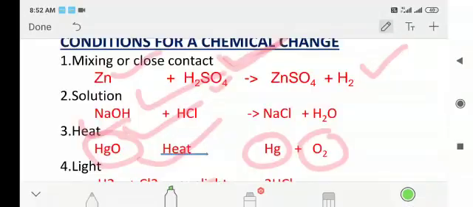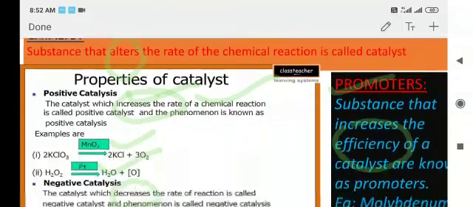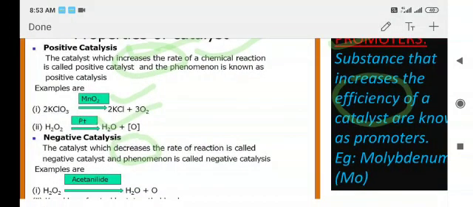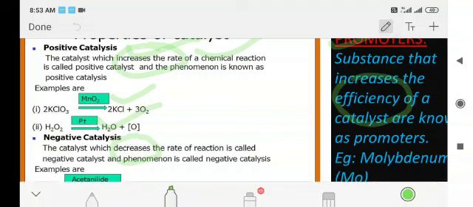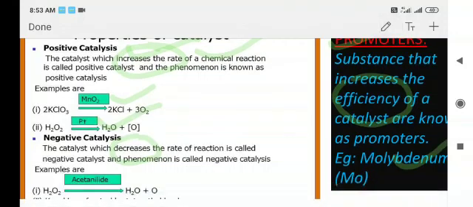It will increase the efficiency of the catalyst, and it also will not participate directly in the reaction. That only increases the capacity and the efficiency of the catalyst. Another example is given here for a promoter, that is called molybdenum. So please learn all these examples by heart also from the examination point of view.